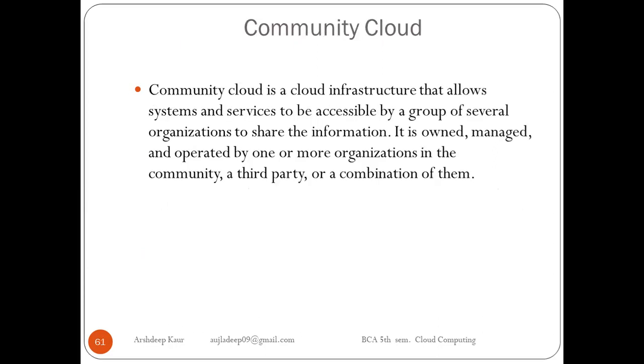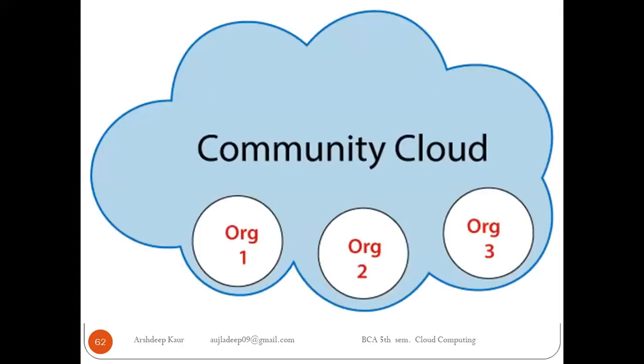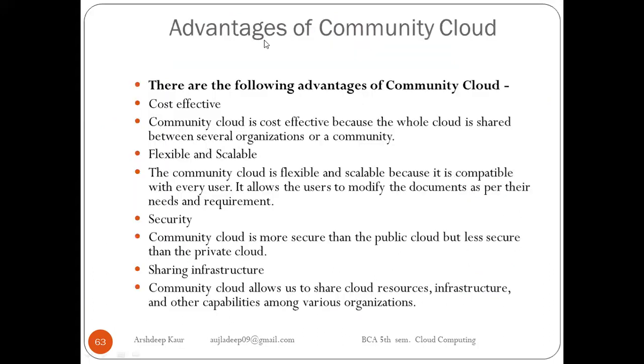Last, we have a community cloud. Community means it is supported by more than one organization. It's clear from its name. This type of cloud is owned, managed and operated by more than one organization and the community, that is, by a third party or a combination of them. A community cloud is a group of organizations: organization 1, organization 2 and organization 3.